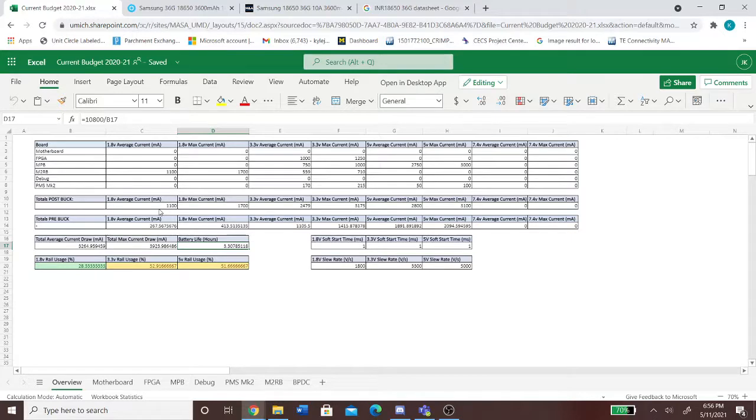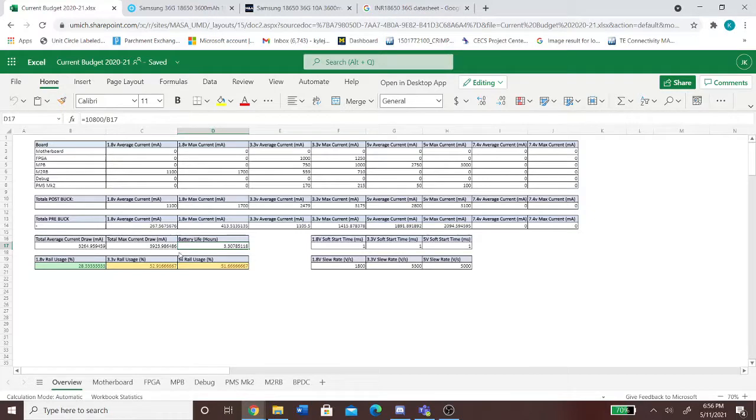Then you're going to do this for all of these. And you're going to put the totals from your average cells into this one and the totals from your max cells into this one. We're mostly just going to be using this average current draw because that's more representative of what's actually going to happen. This max current draw will be for a very short time on startup.